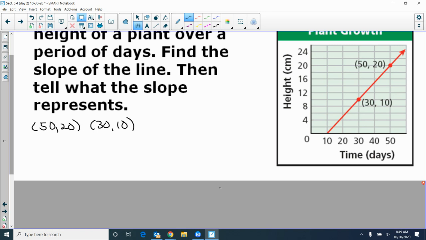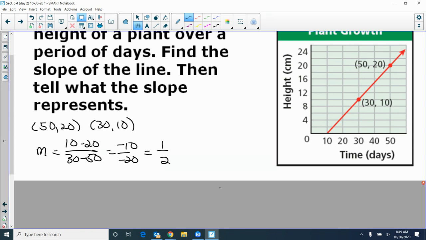Evan, what do you got? Half, 1/2. Alright, so let's see. I got 10 minus 20, I got 30 minus 50. Negative 10 over negative 20. And yes, that's got to be positive 1/2. So good, you do want to reduce it.